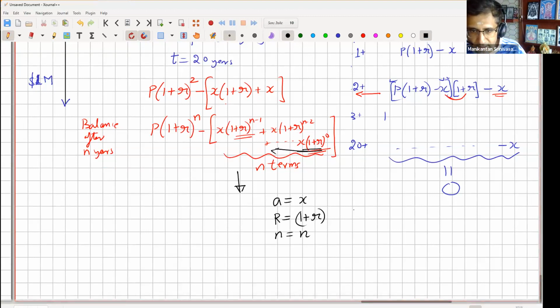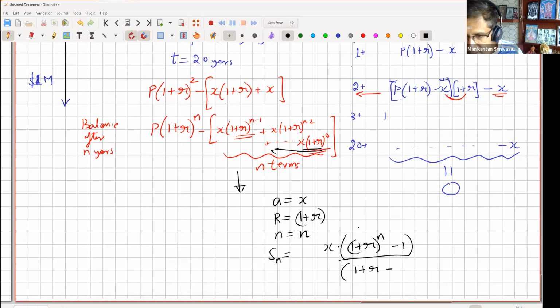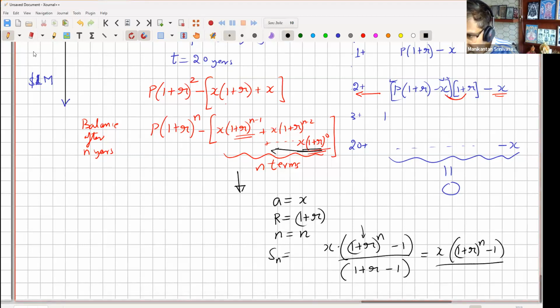So the sum of this, Sn, would be A into capital R power n minus 1 upon capital R minus 1. Capital R is 1 plus R. Using the formula for the geometric progression, right? The only difference is this portion is your capital R, and 1 plus R is my R. So what does this simplify to? X into 1 plus R power n minus 1 upon just R.